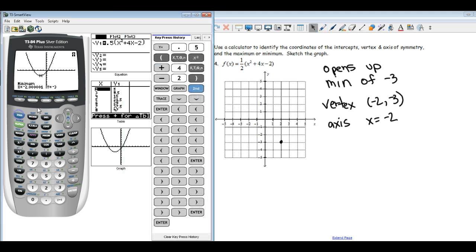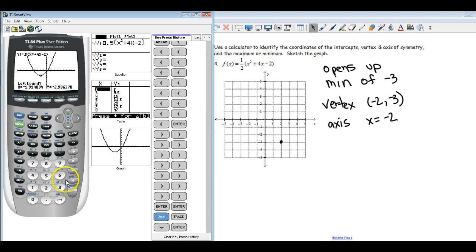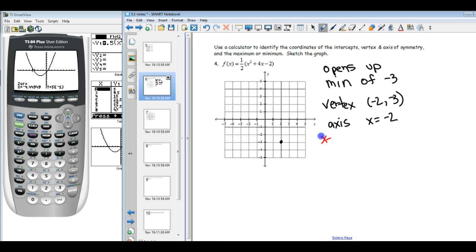To do that, you'll do second calc 0. Use the left arrow key, move to the left side of the 0, press enter, move to the right side of the 0, press enter, and then press enter one more time. So the first x-intercept is -4.45.